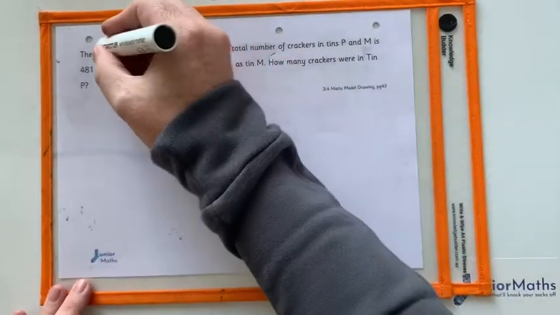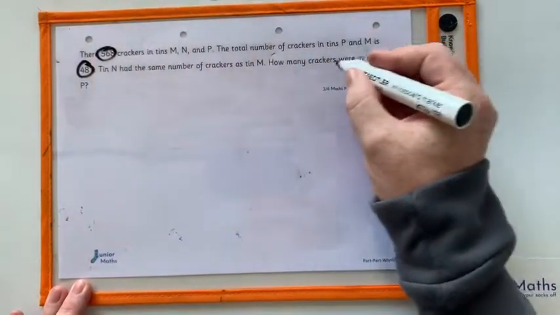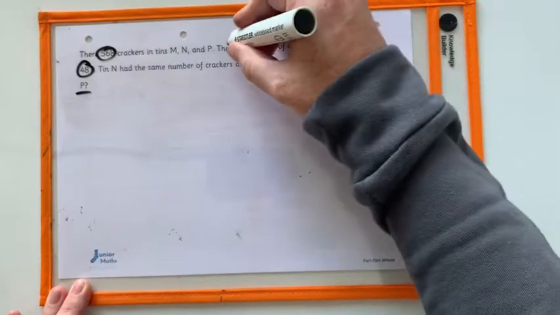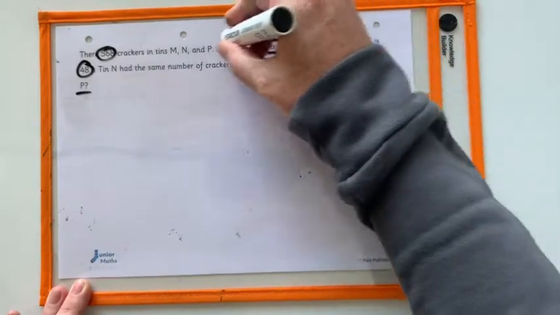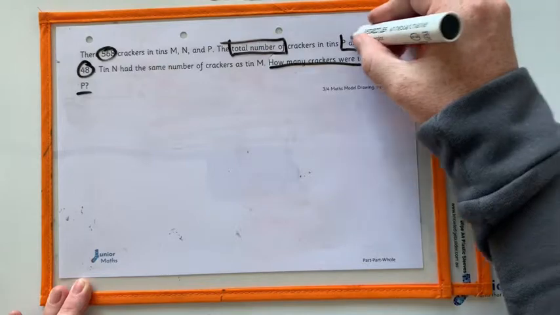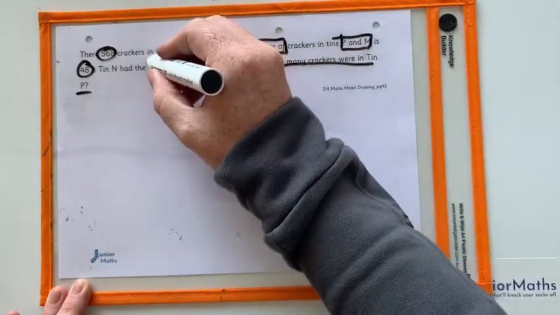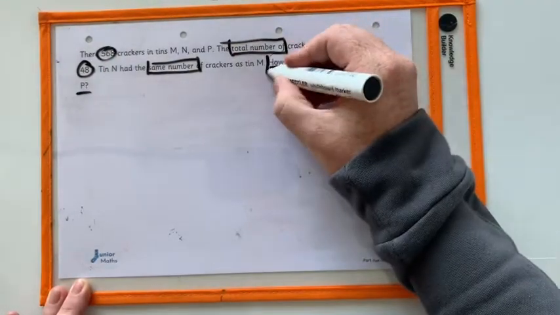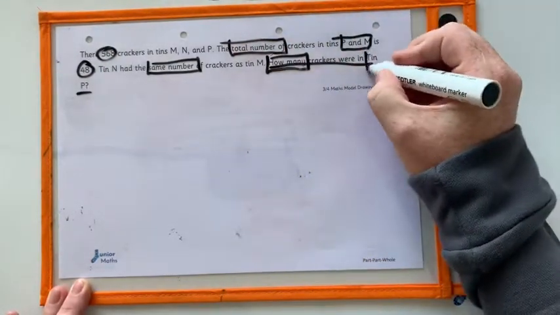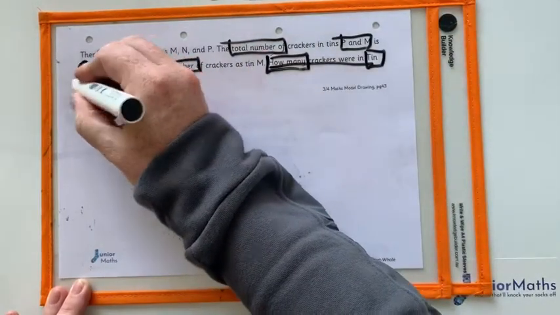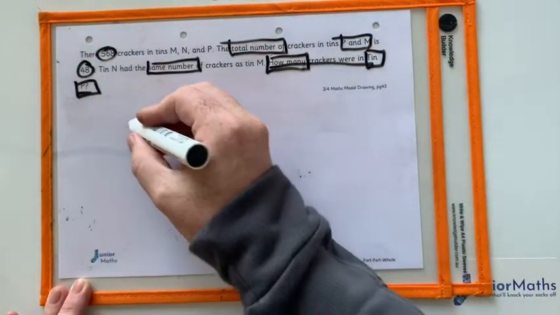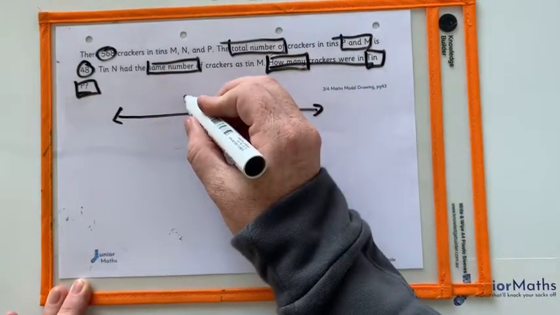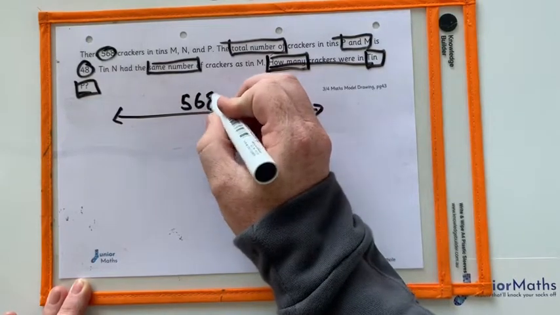So we start by circling the numbers, underline the question, and box the key information: total number of crackers in P and M, same number for tin N and M, and we need to find out how many in tin P. Okay, so we have our total. So we'll start with the total. And that total is 568.